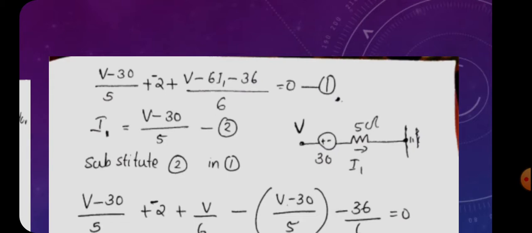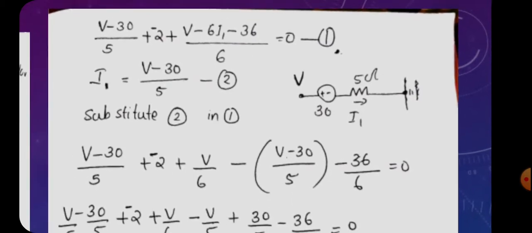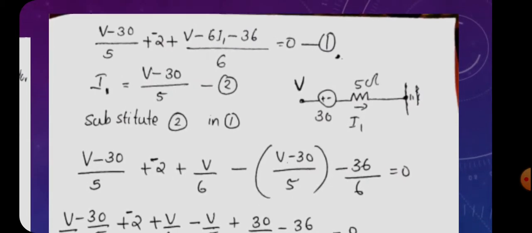We got two equations, and the second equation can be substituted into the first equation, so we will get one unknown variable. So we substitute the value of I1 into equation number 1. We can write V minus 30 by 5 plus minus 2 plus V by 6 minus V minus 30 by 5 minus 36 by 6 equal to 0.